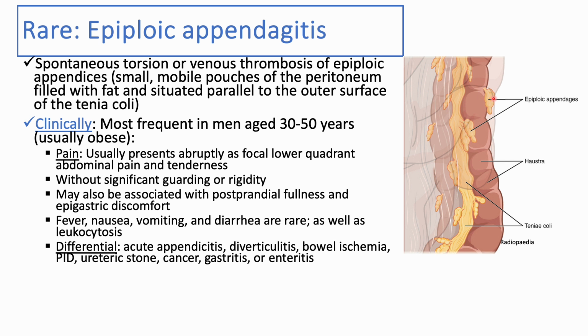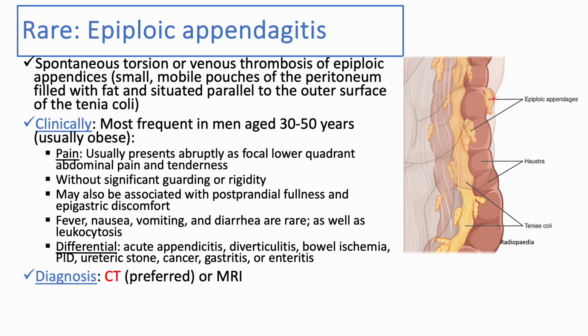Common ones, of course, are appendicitis, diverticulitis, bowel ischemia, PID, uterine stones, cancer, gastritis, or enteritis. Again, based on the location, and we talked about these much more common pathologies and how to work them up.